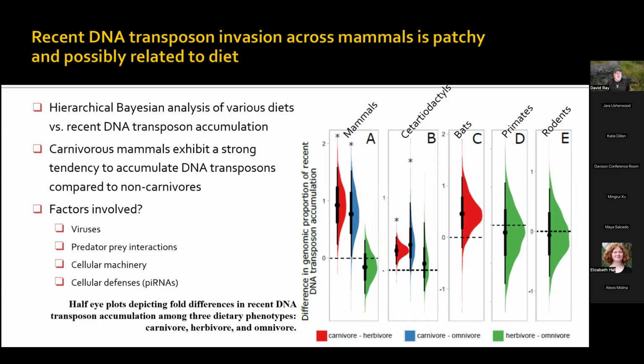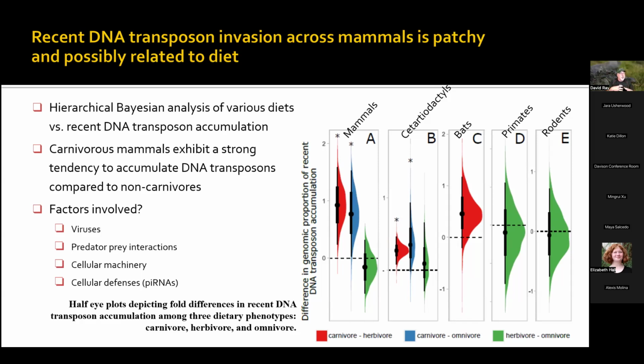And what we find is that, sure enough, if you are an insectivore or a carnivore, you tend to have a higher capacity for taking on DNA transposons than other mammals do, than the herbivores, and maybe nectarivores or frugivores. And that probably seems to be associated with viruses, which will tend to move things from genome to genome.